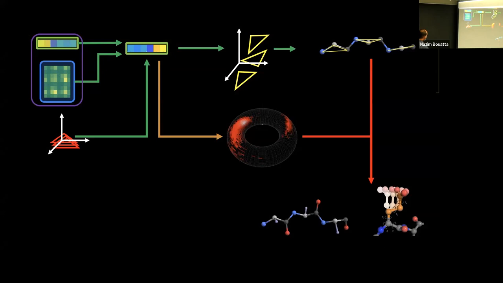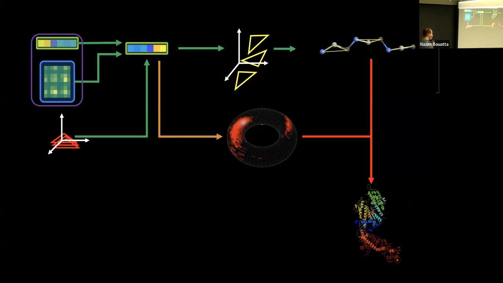So this is now our structure module. We have used our representations, we updated our backbone and our sidechain, and therefore we have our final structure. So this is the cartoon representation, the final output of the structure. It is end to end because all the steps that I have described are within the network. All the parameters of these steps are collectively optimized together. So it is end to end.